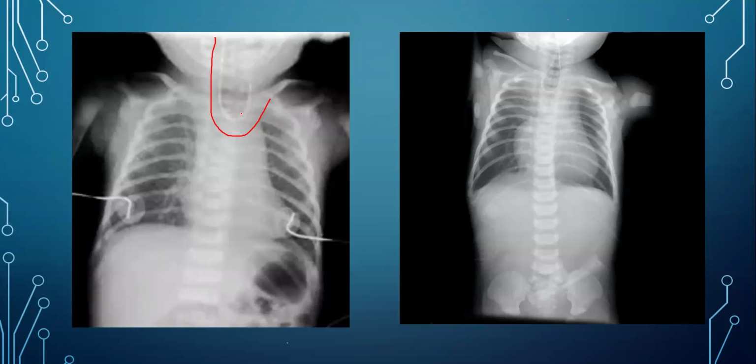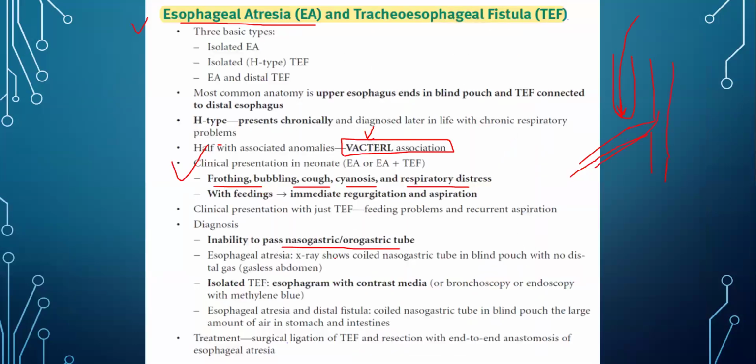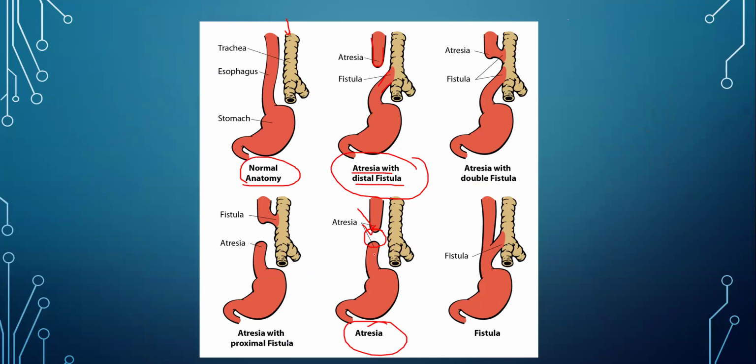How do you differentiate atresia alone from atresia plus fistula? The X-ray will be able to differentiate between these two. In case of atresia, the X-ray will show the coiling of the NG tube with no distal gas, so a gasless abdomen. If it is just atresia, there is no fistula, so there will be no air which can come through the trachea into the stomach.